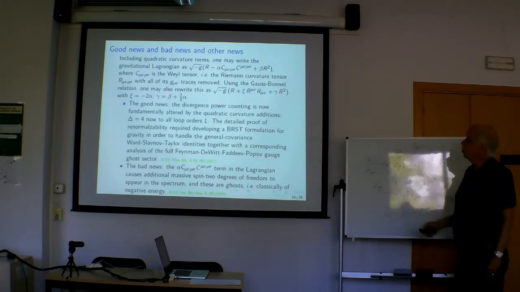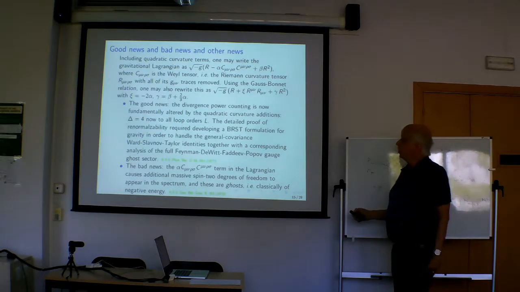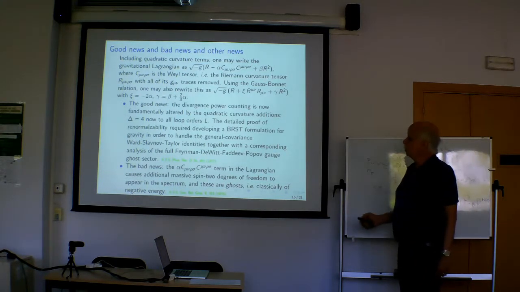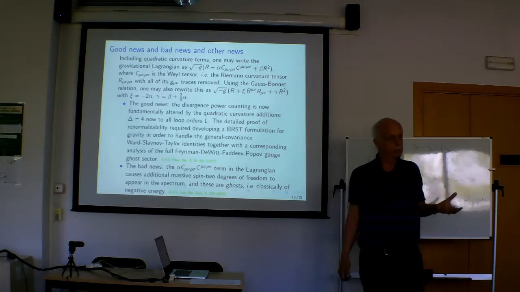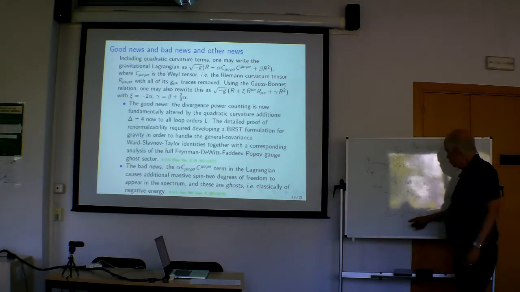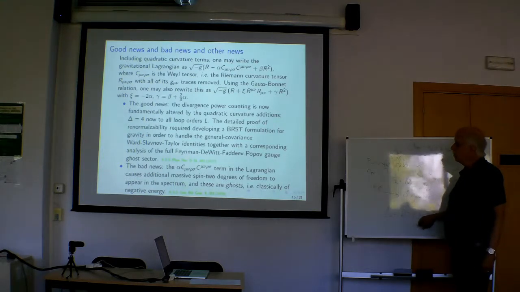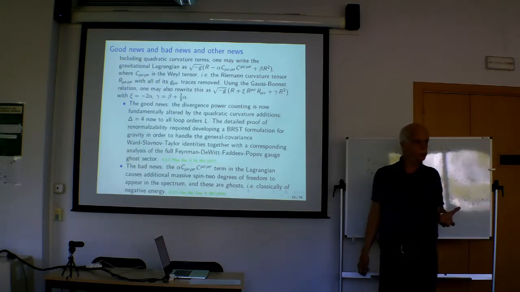I like to write it this way for the following reason. You're going to come to that in a minute. First of all, as I say, good news and bad news. The power counting now is stabilized by this inclusion of the curvature squared terms in the starting action. It was delta equals 2 minus 2 alpha plus 2; this term goes away. And in fact, it just becomes delta equals 4 to all orders. It's stable. Delta equals 4 corresponding to 2 curvatures.